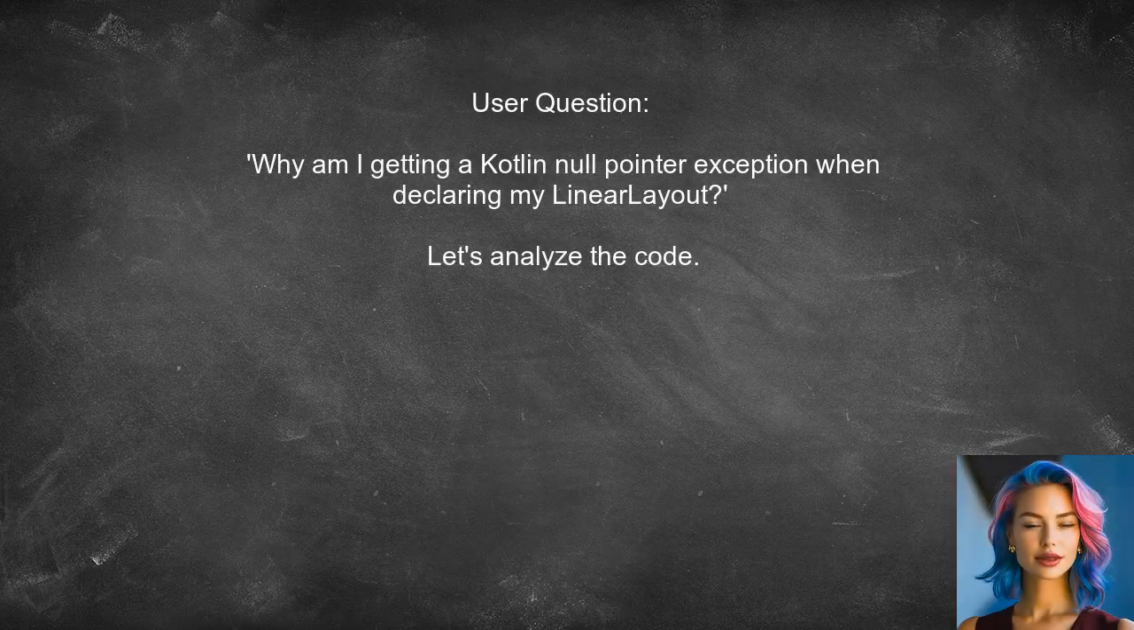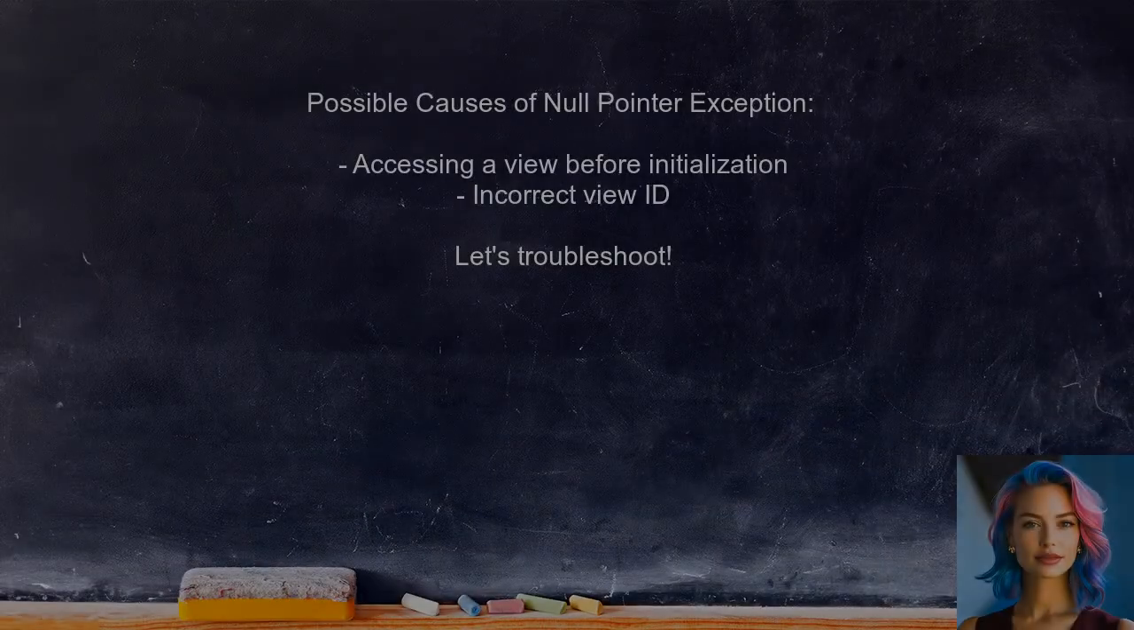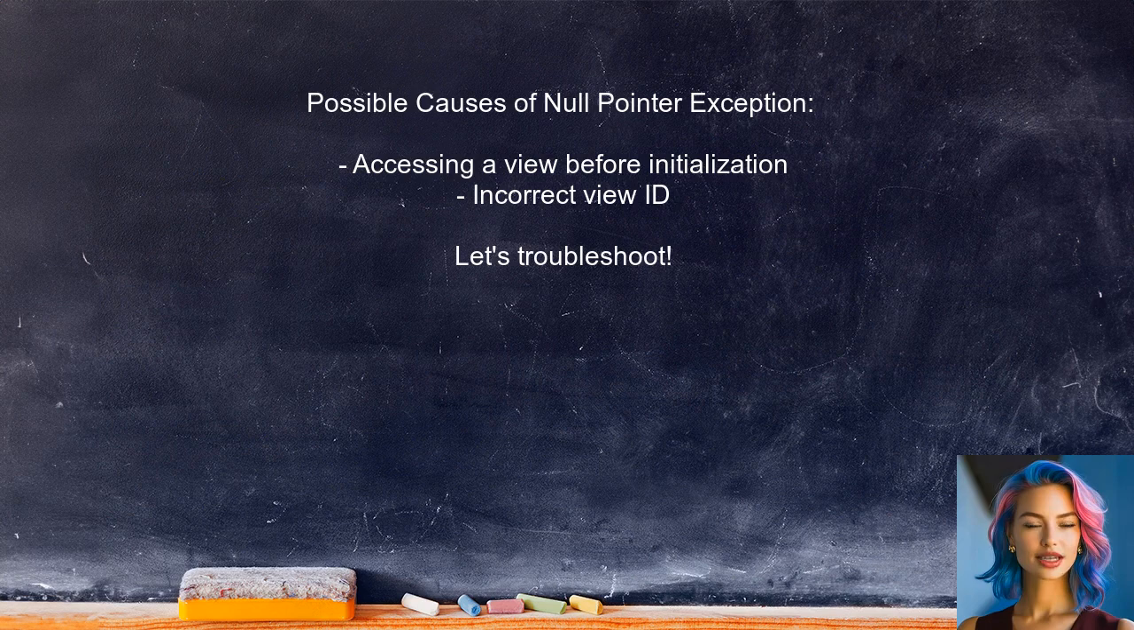Let's look at the specific question at hand. One user asked, "Why am I getting a Kotlin null pointer exception when declaring my linear layout?" They provided their code, and it seems like a straightforward setup, but something is going wrong. So, what could be causing this null pointer exception?